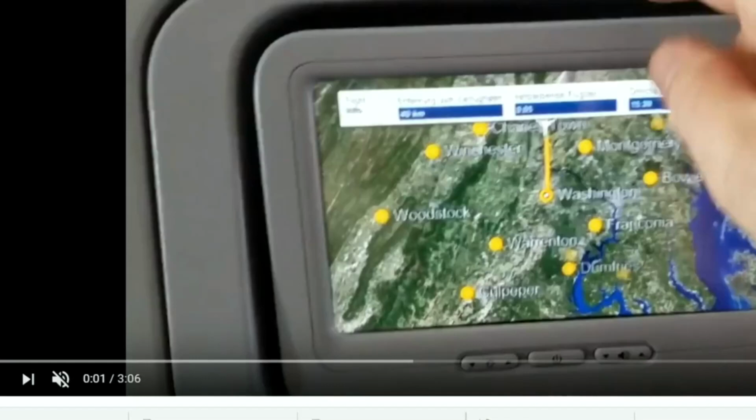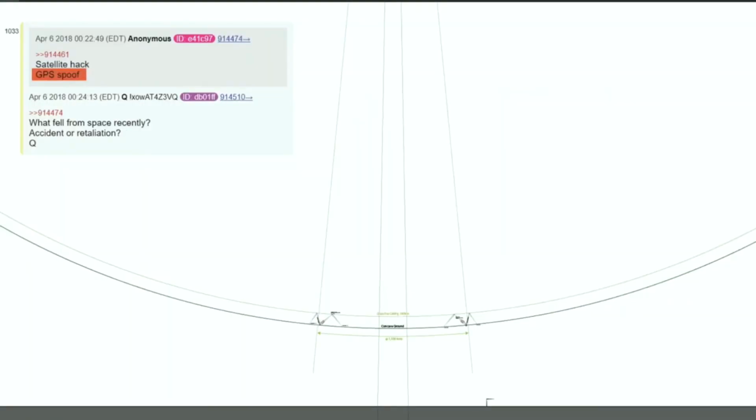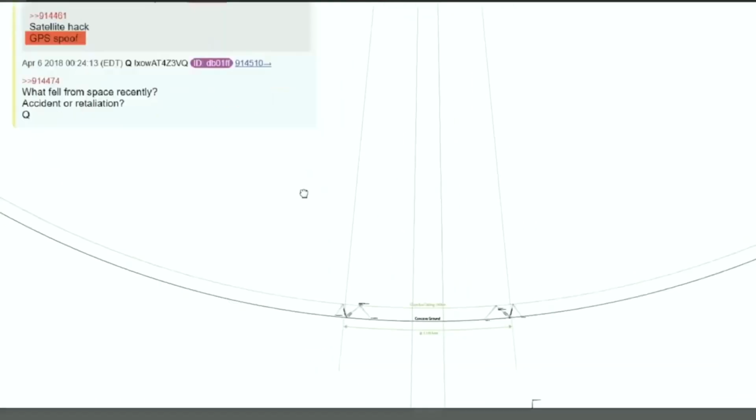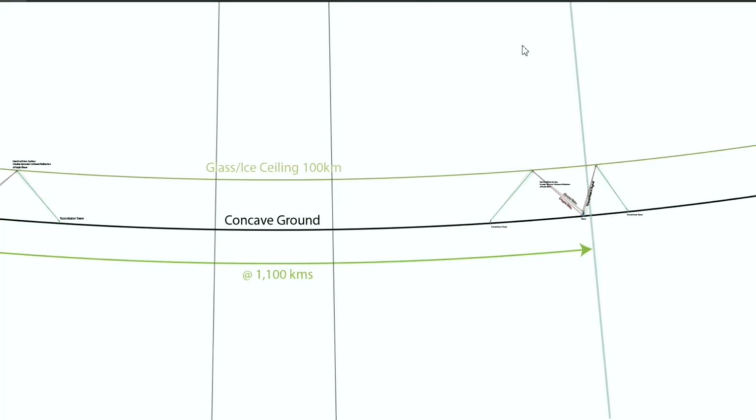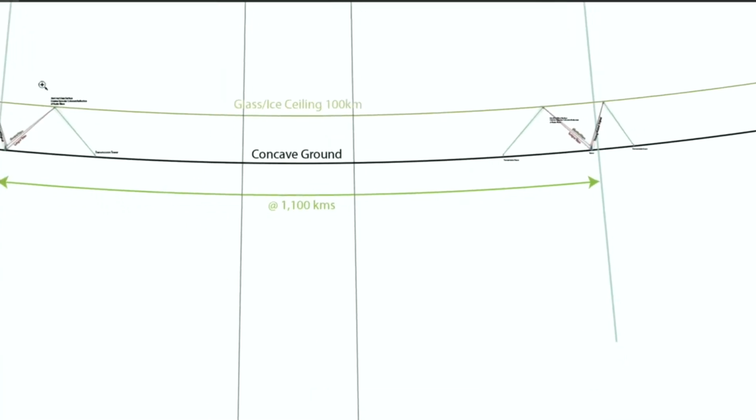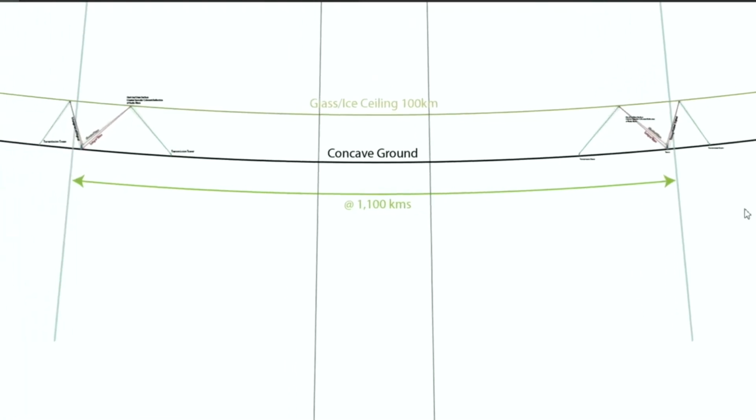GPS towers, they're ground-based or low-end towers, and they're bouncing off the glass sky at 100 kilometers high. So an illustrator just made a quick little rendering to help you understand what's going on. We have the glass sky at approximately 100 kilometers, and I have a distance of about 1100 kilometers from the left to the right. Make sure you're getting all that.